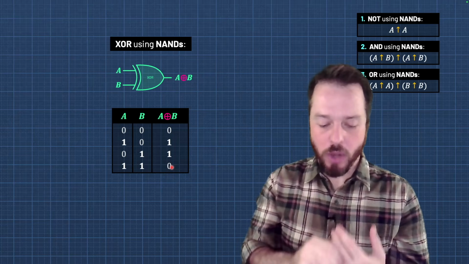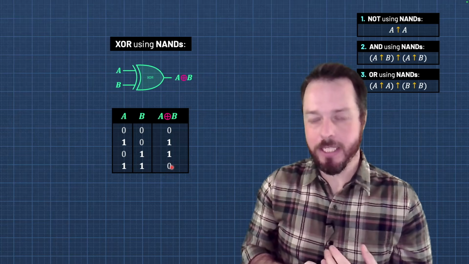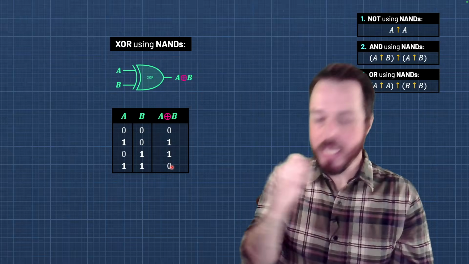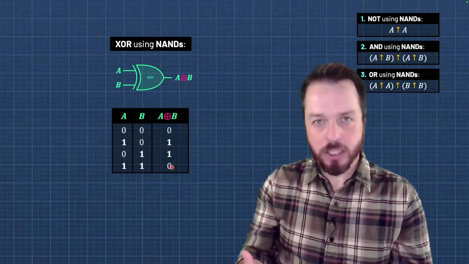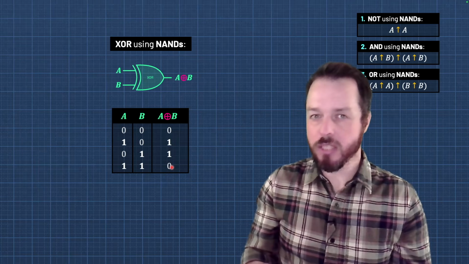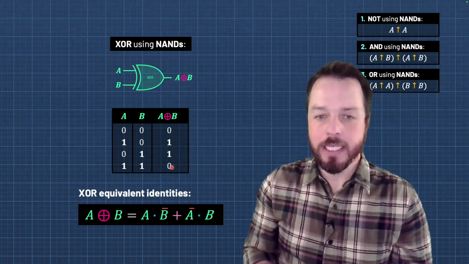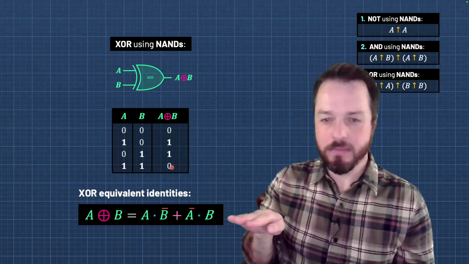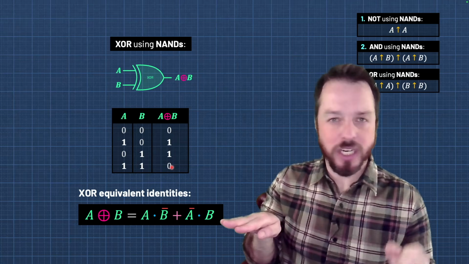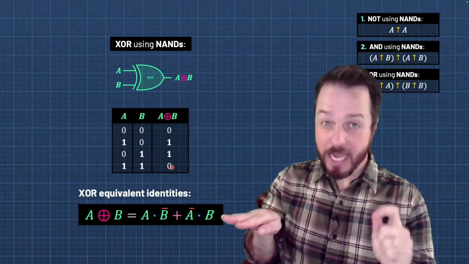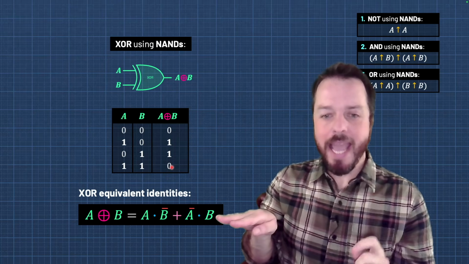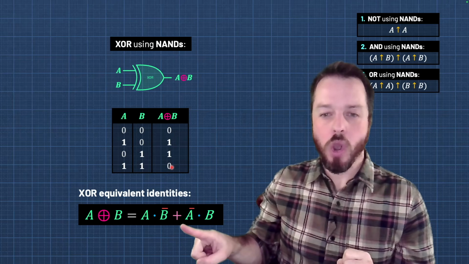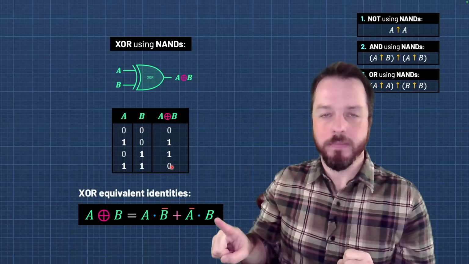I want us to pause and look at what this truth table is telling us. Look at the output when it's true and when it's false. If you look at the truth table, you can rewrite the XOR using some identities. So I'm going to show you what I'm calling the XOR equivalent identities. I know that this sounds like a lot of notation and math, but if you think about what this means, it makes sense. Look at what it says: A exclusive OR B is equal to A and not B, or not A and B.